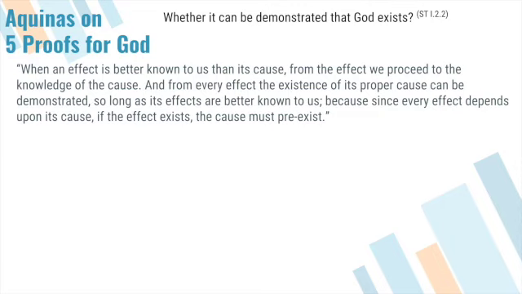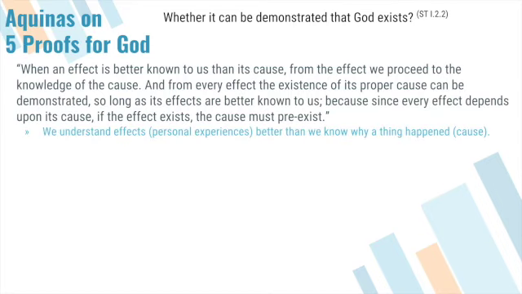But this is a posteriori, going from effect to cause and gathering information. This is the type of demonstration that Aquinas prefers. We understand effects or personal experiences better than we know why a thing happened, the cause. You experience things, and then afterwards, when you're thinking about it, you try to figure out what the cause was of your experience. You get in a car accident, and you already do know that you were in a car accident. And then you have to, afterwards, figure out why the car accident happened. So the effect is more well known to us. The experience is more well known to us.